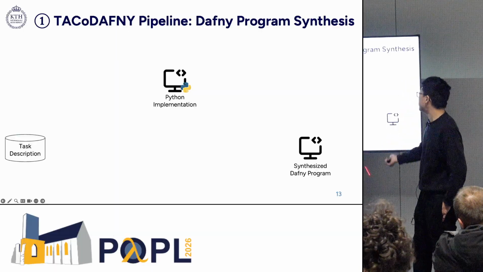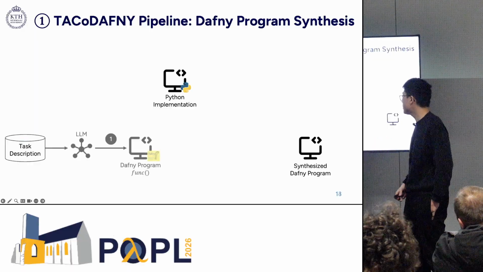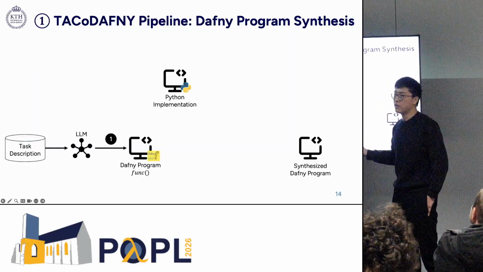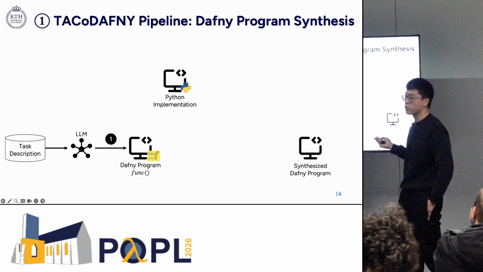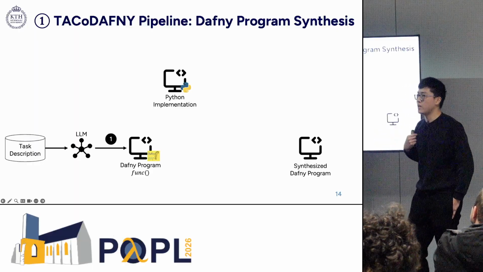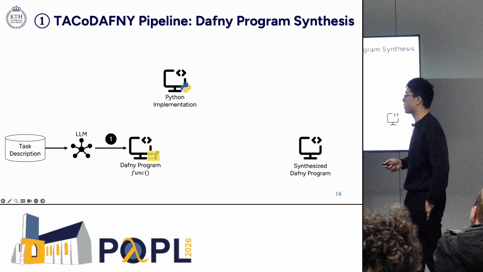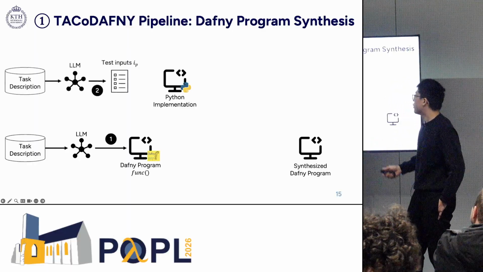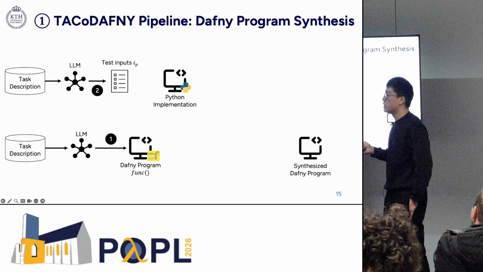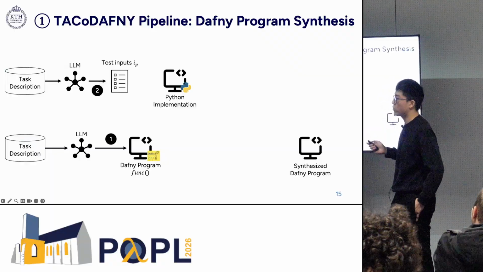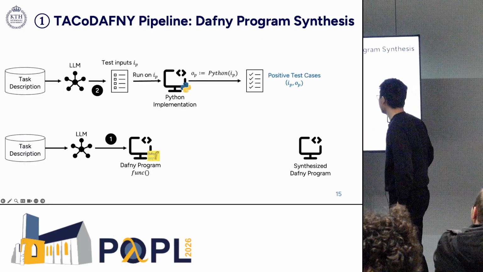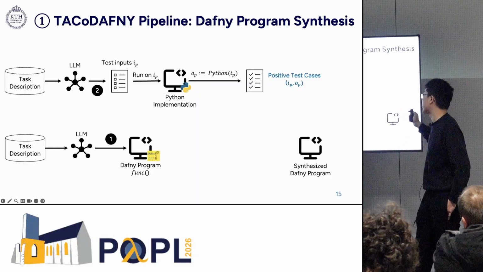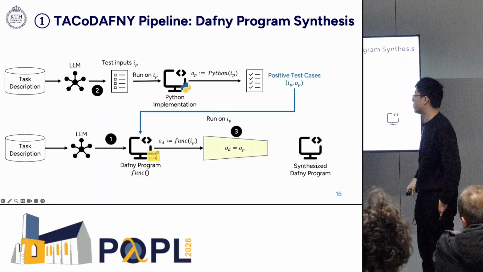So the first step of TACoDafny is to take the task description and prompt the LLM to generate a Dafny program called func without any syntax error, so that we can try to run it. And in this step, we deliberately ask the LLM not to generate any verification code, because we only focus on the functional program. To check this, we also ask another LLM to generate a set of test cases, trying to cover all the edge cases, and run them on top of the Python implementation to get the output and make up our positive test cases, pairs of input and output, so that we can test them on the Dafny code. We can run it.